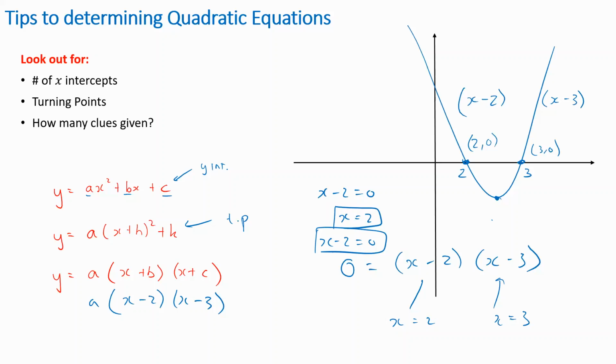I'm going to show you an example of that later, but the tips I'm giving you are 3 things. Find x-intercepts. How many x-intercepts are there in the graph? Are there any turning points? How many clues are given? Is it 3, 2, or 1? If they gave you 1, it's almost impossible to solve. They have to at least give you 2. Let's have a look at some examples so you can see what I mean.